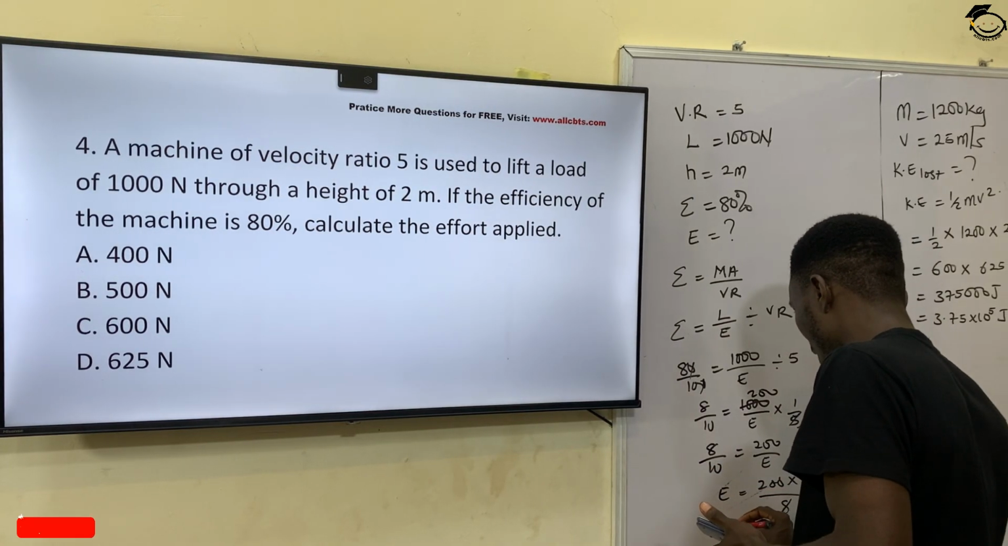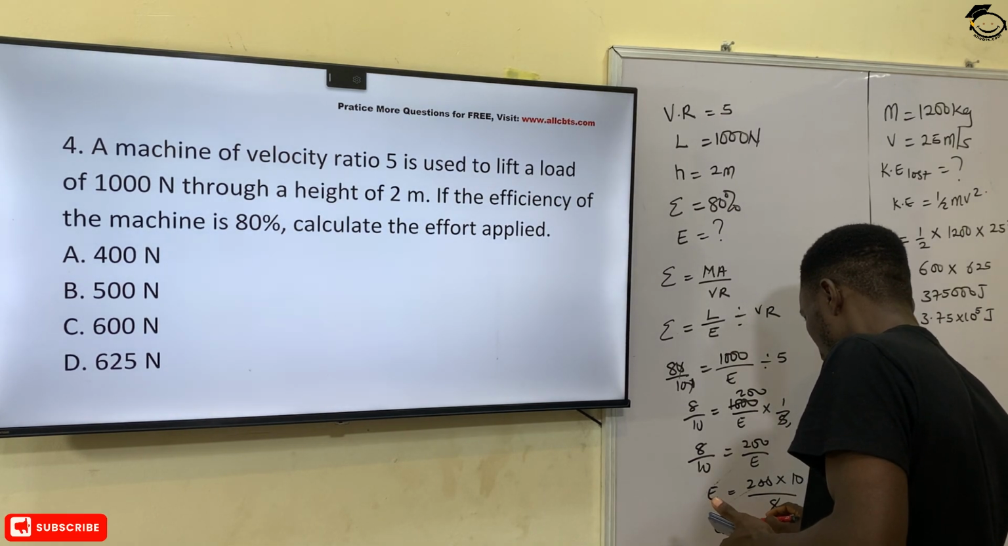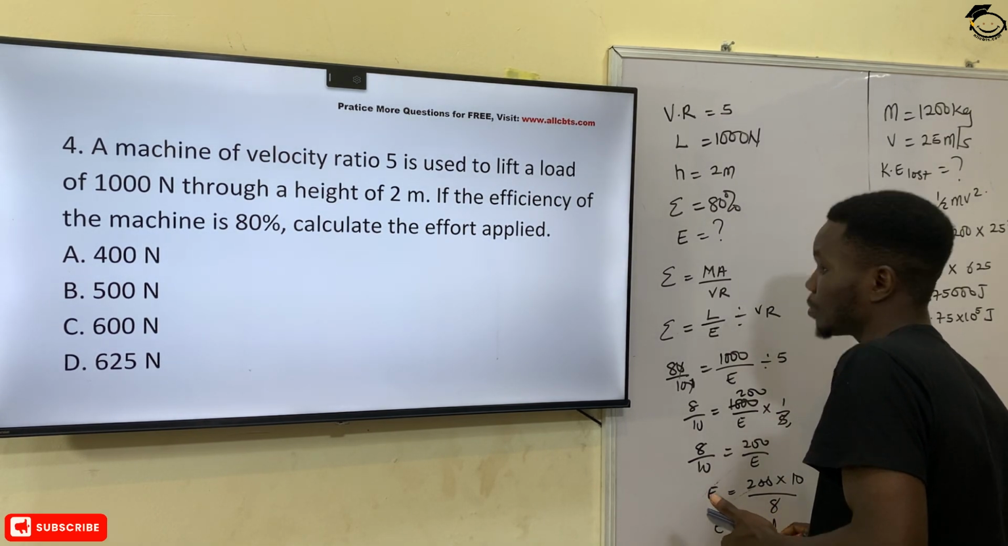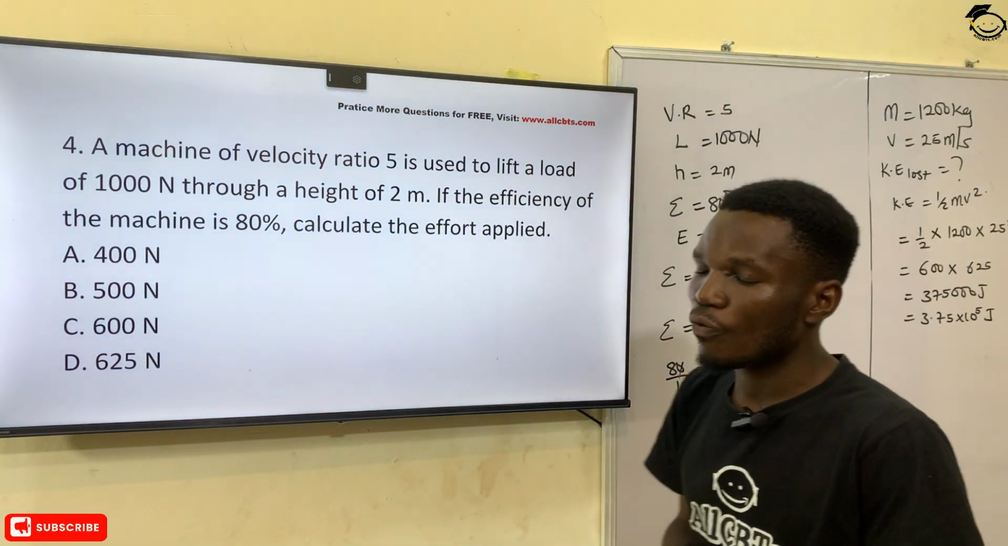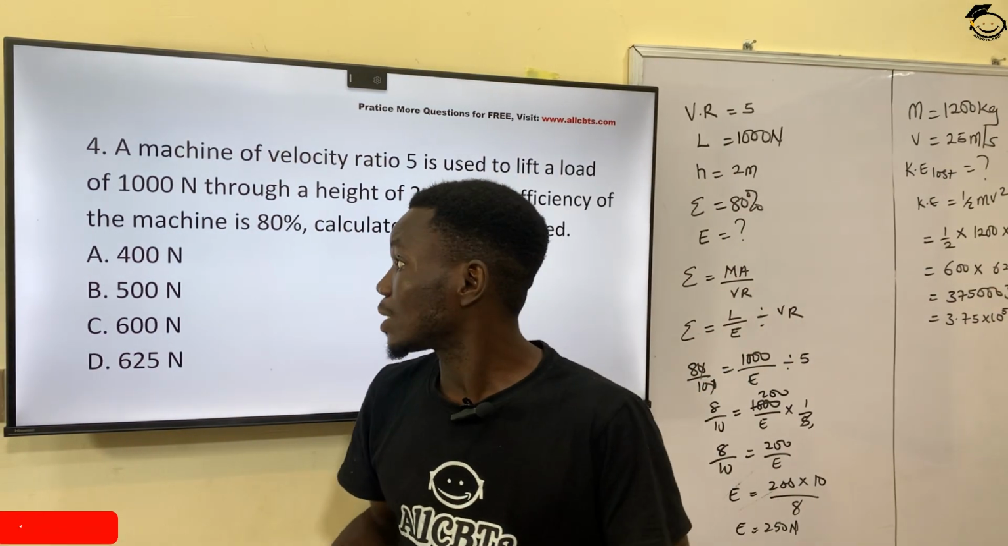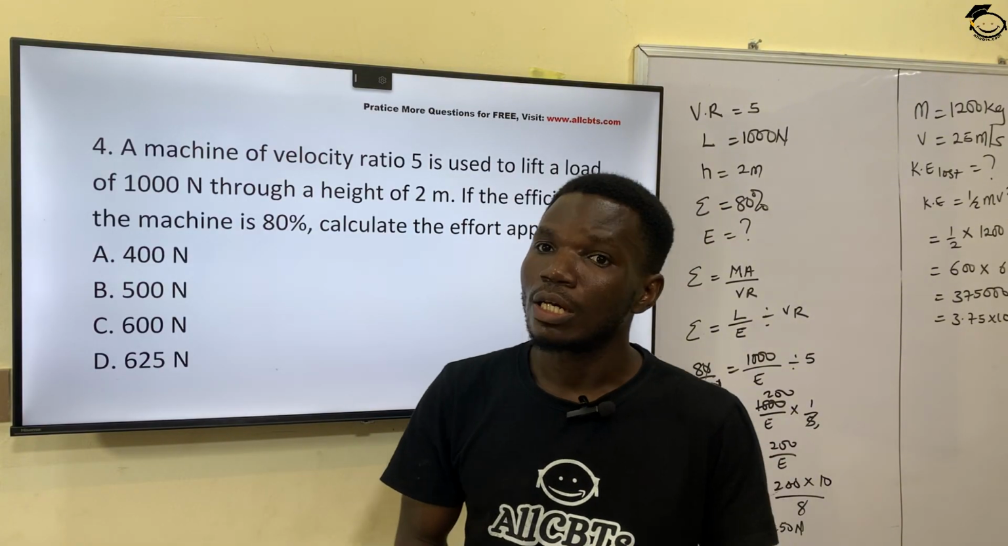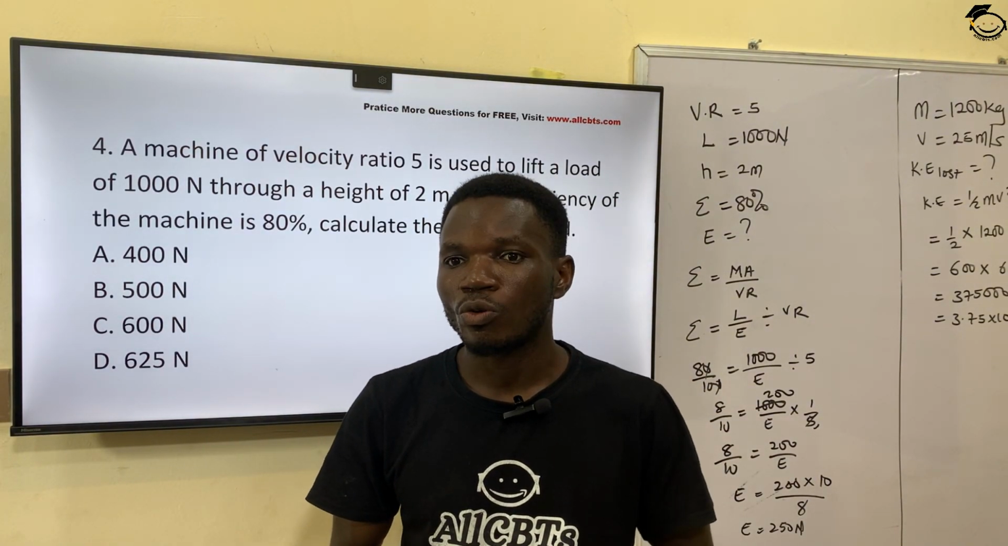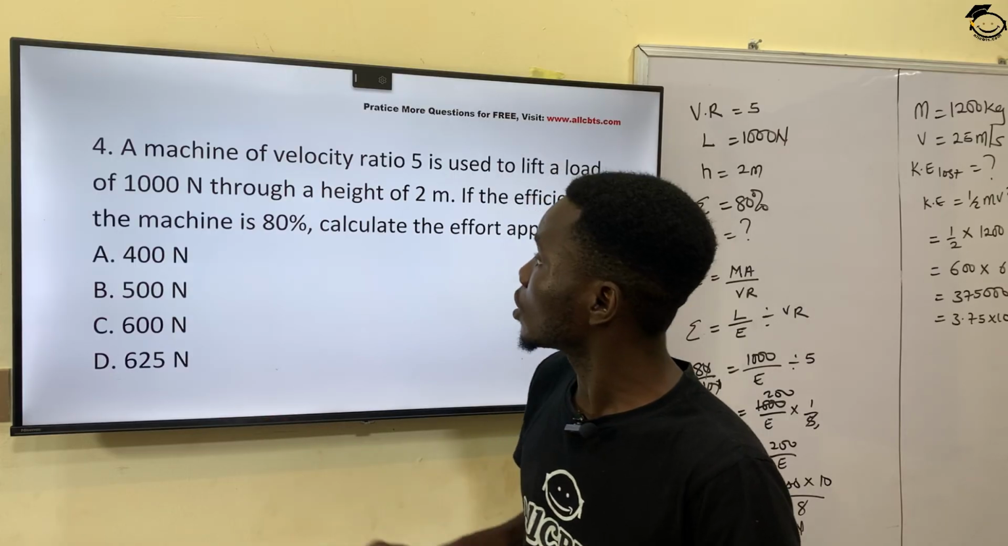So that will give me my effort to be 250 Newton. So our effort is 250 Newton, and that is not part of the options here. So I guess the options here are typographical errors, as the option is not there.